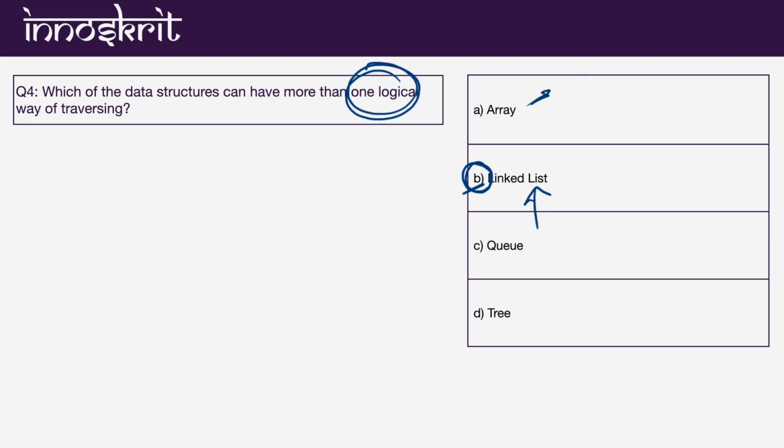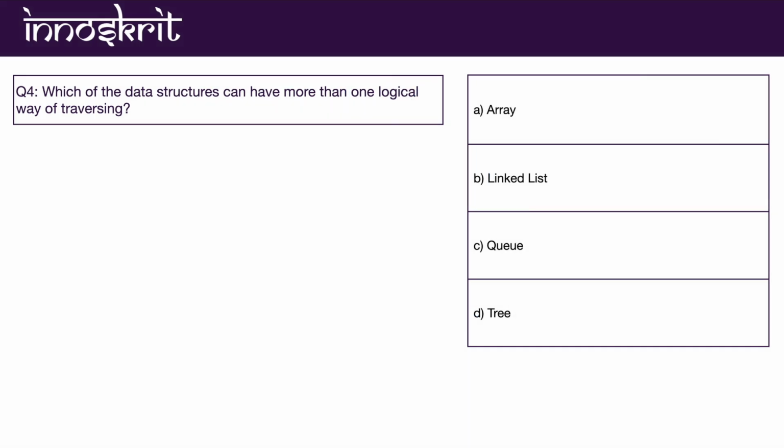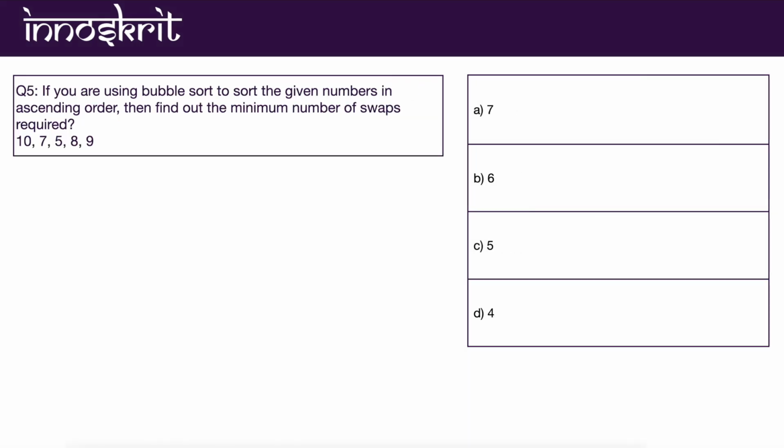If I am saying that I am going to traverse this array using a for loop and then a while loop, the logic is the same. The logic is not different. The logic is we are traversing it using a loop. So this question asks which data structure actually has more than one logical way of traversing. That means I think this is tree, because a tree can be processed using BFS, pre-order, in-order, and post-order. So a tree has multiple ways of traversing. I hope this makes sense, right? So the answer to this question is going to be tree. Let's move to the next question.